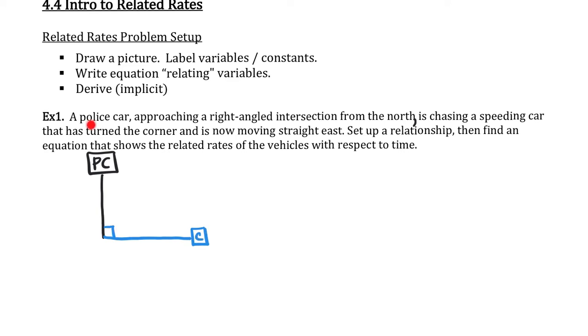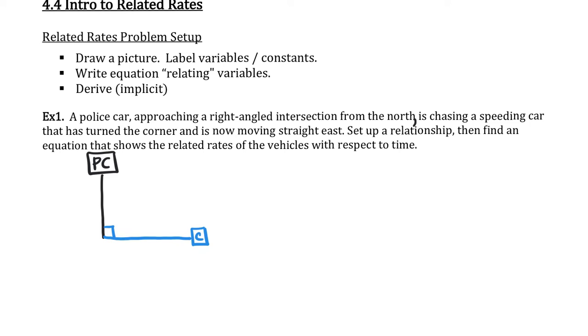Let me read that again to make sure I'm okay. The police car is approaching the right-angled intersection from the north. He's coming down, chasing a speeding car that has turned the corner and is now moving east. There's the speeding car. Now the police car has a certain rate because it's going this direction at some rate. This car has its own separate rate. I don't know who's going faster than who. We would only find out if we knew the end of the scenario. But I want to set up an equation to relate their rates together. So to start off, I just wanted an equation that is going to relate their distances, and then I can compare their rates.